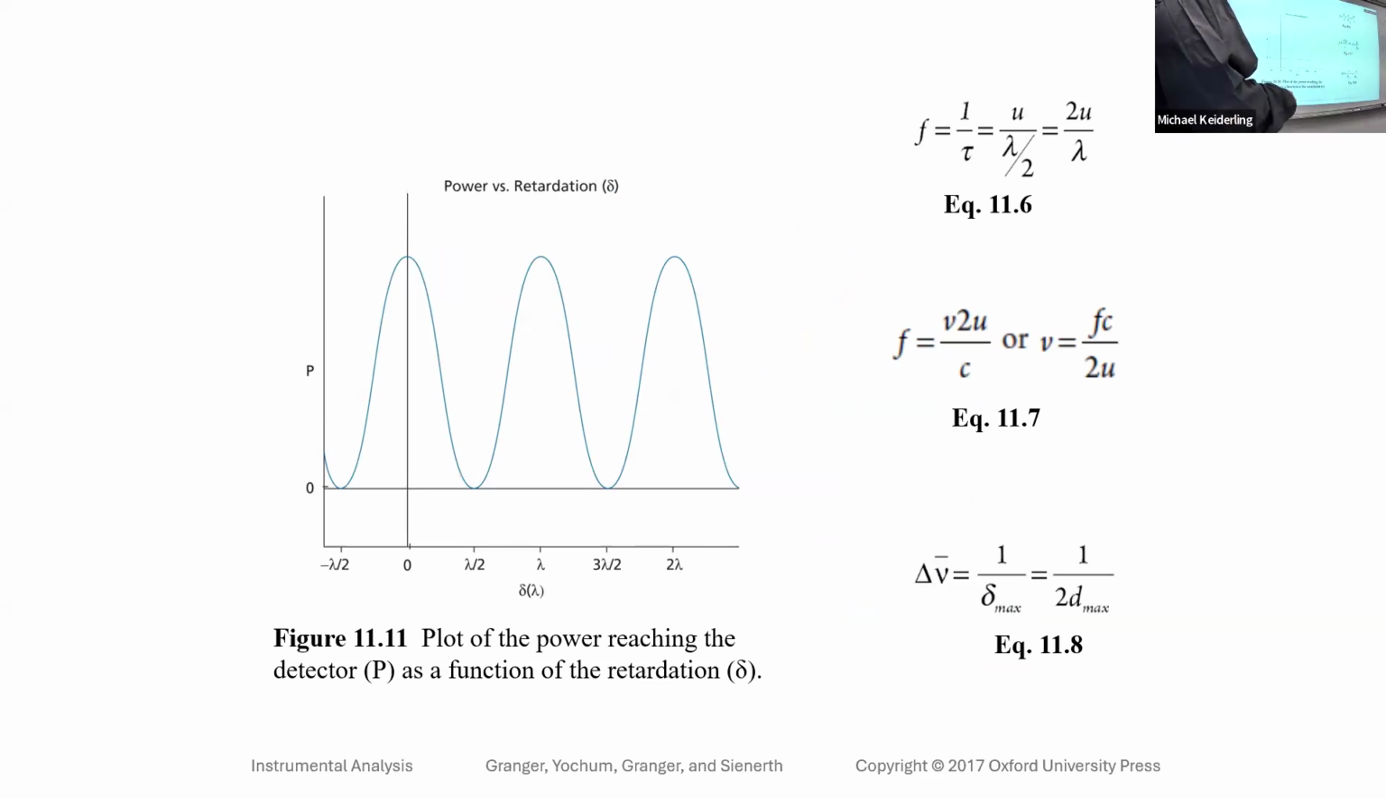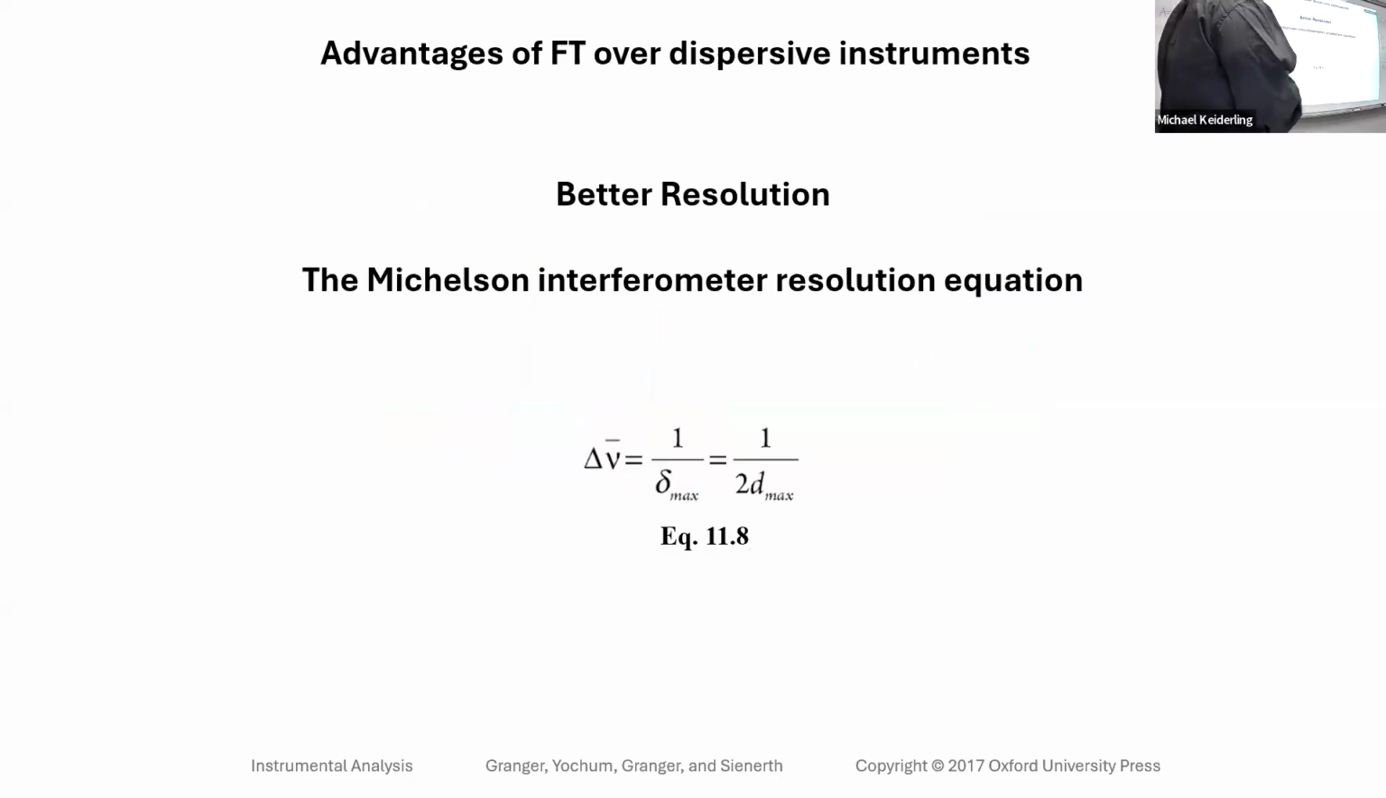And this is a plot of power reaching the detector as a function of the offset of the mirror. And that, because of interference, corresponds to a specific wavelength, and you get that information on. So the advantages, they have better resolution.